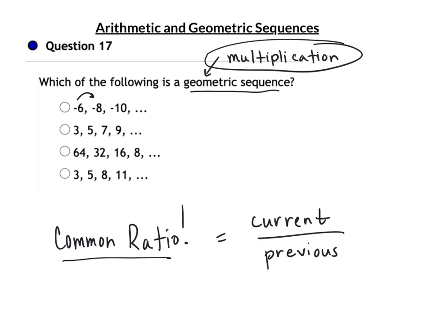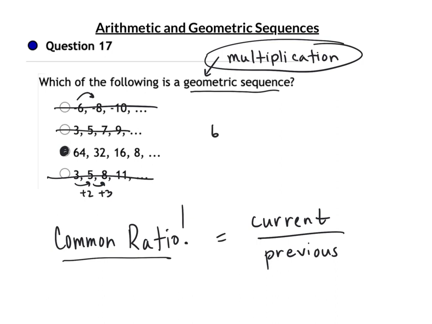-6, -8, -10, this appears to be arithmetic because we are decreasing by 2 each time. That's not geometric. 3, 5, 7, 9, again, we're increasing by 2. That's arithmetic, not geometric. The last one, 3, 5, 8, 11, you're increasing by 2 and then by 3. That's not multiplication. That's out. It looks like it's got to be this one.